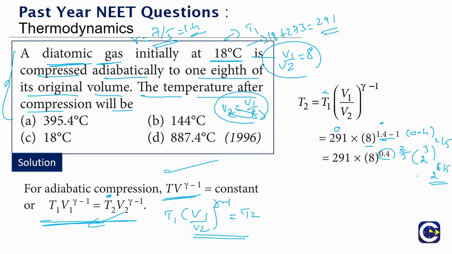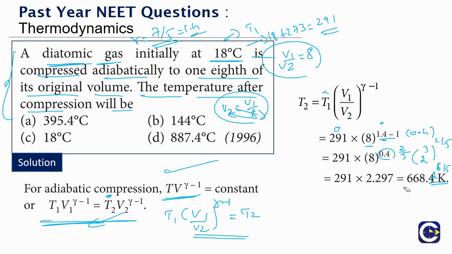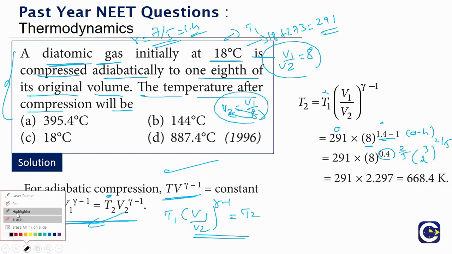Here in this question we will be required to approximate, because there is no other way that we can find out the value of 2 to the power of 6 by 5. 2 power 6 by 5 will be approximately 2.297. If you multiply 291 with 2.297, we will get nearly 668.4.